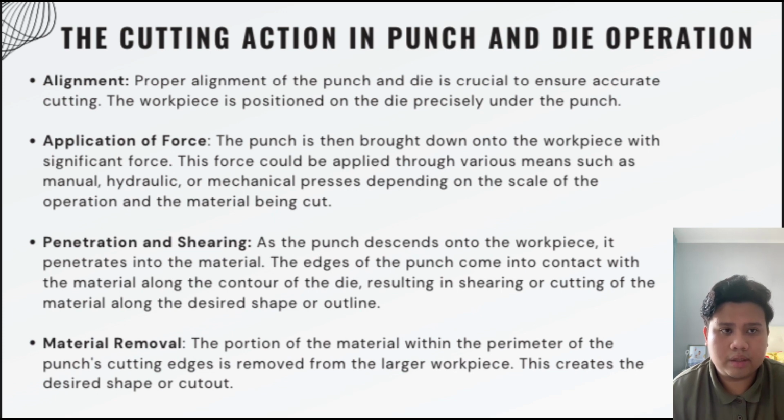Penetration and shearing. As the punch is pressed onto the workpiece, it penetrates into the material. The edge of the punch comes into contact with the material along the contour of the die, resulting in shearing or cutting of the material along the desired shape outline. Material removal. The portion of the material within the perimeter of the punch cutting edge is removed from the larger workpiece. This creates the desired shape or cutout.